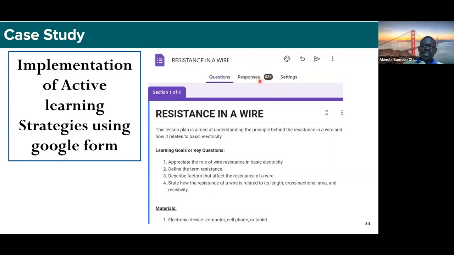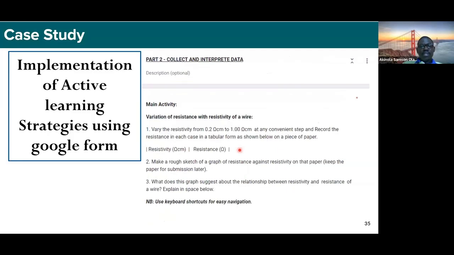What was done here is to put all these strategies into a Google Form that was made available to the students, and the students responded to this. I believe we can also incorporate this and use it whenever we have a course of implementing active learning, especially in whole class activity.